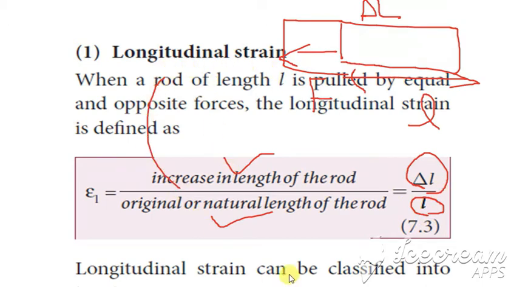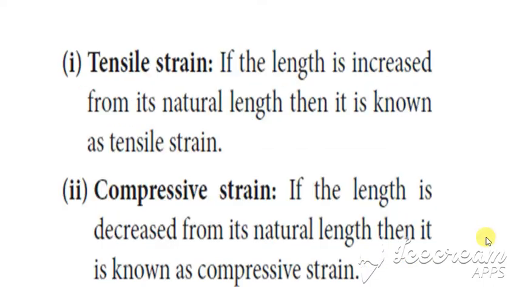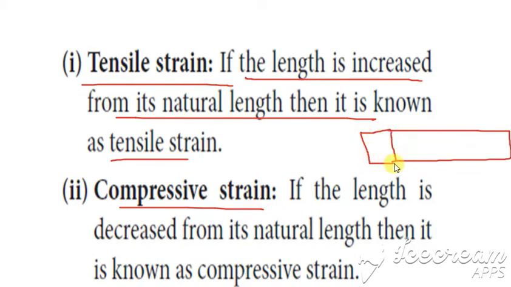Again, this longitudinal strain is classified into two types. Already we have seen that longitudinal stress itself is classified into two types. They are tensile and compressive, is it not? Same way here also we are going to see two things, the tensile and the compressive strain. So the first one is, if the length is increased from its natural length, that is called a tensile strain. So if this is a length and after the strain, the length is increased, that is called a tensile strain.